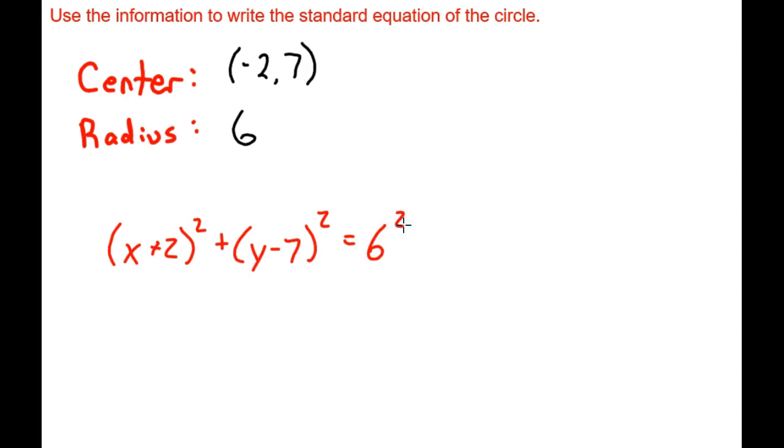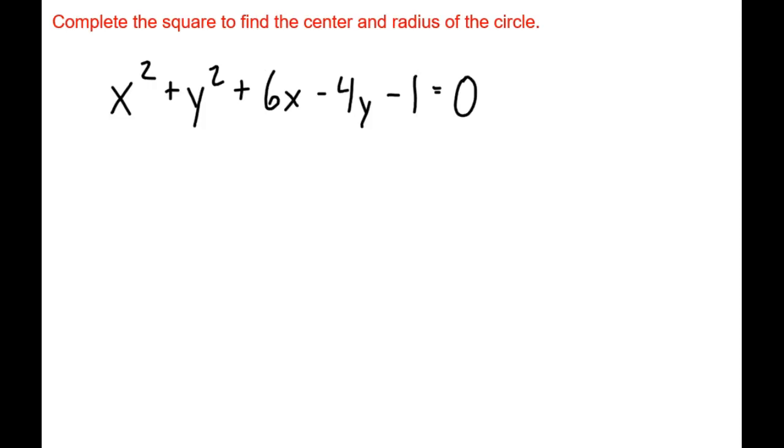Now, the only thing you might see in standard form is if they have this value squared at the end, they could simplify and rewrite this as 36. It doesn't matter if you leave this as 6 squared or rewrite it as 36. Just understand when you're trying to identify the radius, what information you're provided.